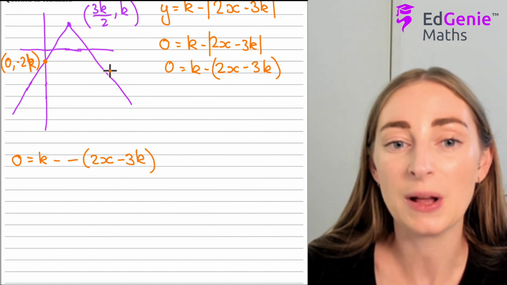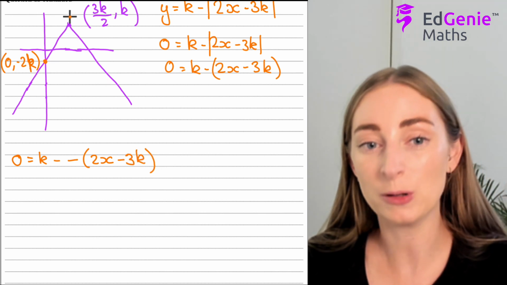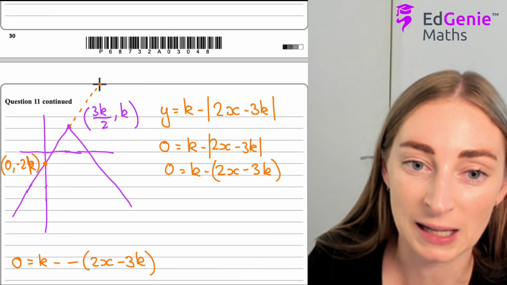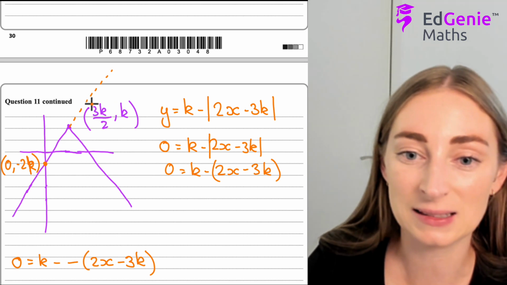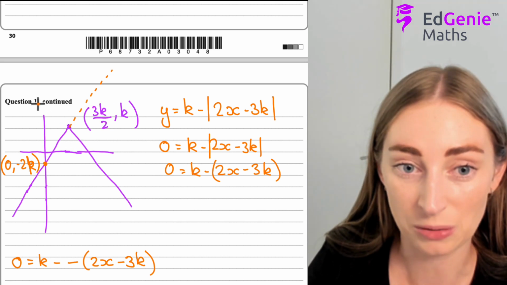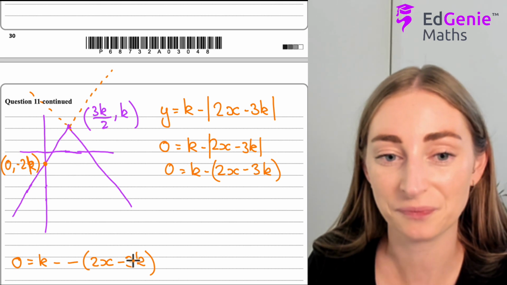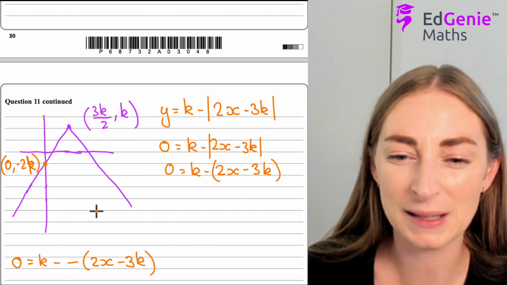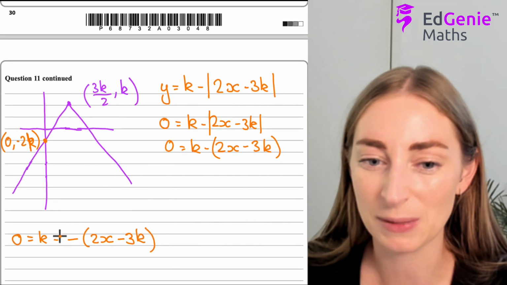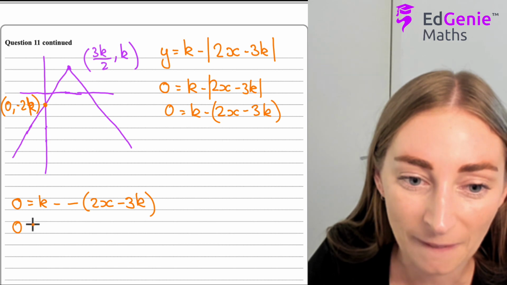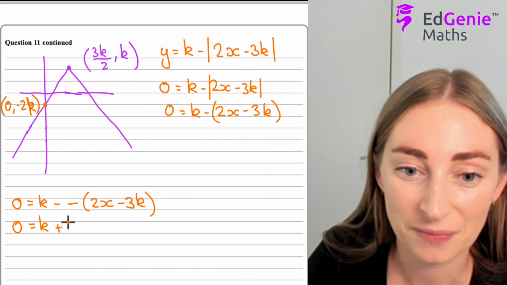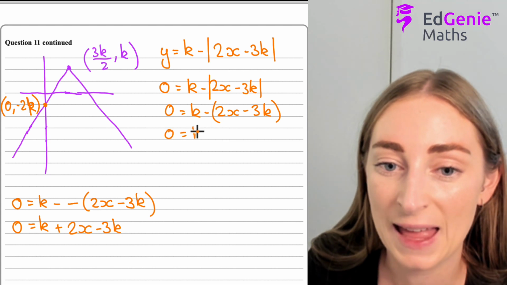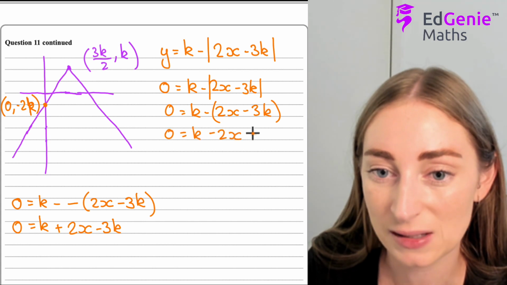Let me explain. Because this is the modulus one, it's gone from up here, this is the line 2x minus 3k, and then we've reflected that, so it's gone to minus 2x minus 3k, which is this line here. So we put the minus outside the 2x minus 3k, so we're basically taking away minus 2x minus 3k. So this would be k plus 2x minus 3k. And this one here, 0 equals k minus 2x plus 3k.